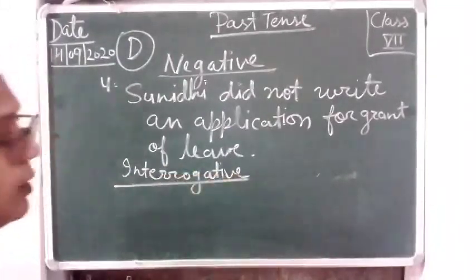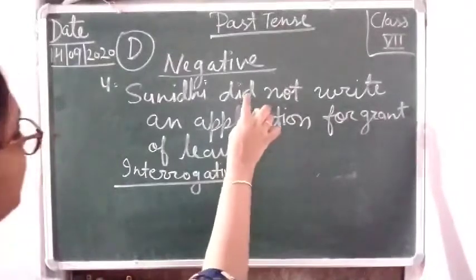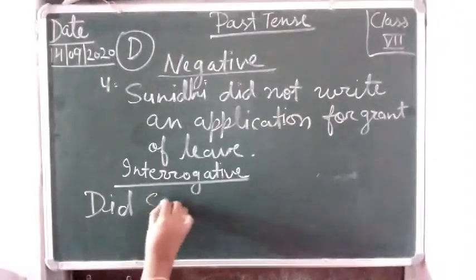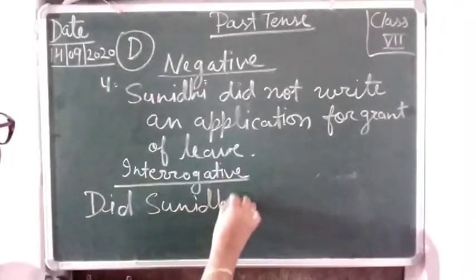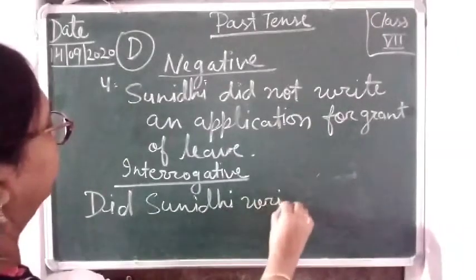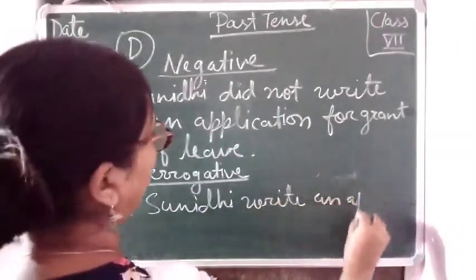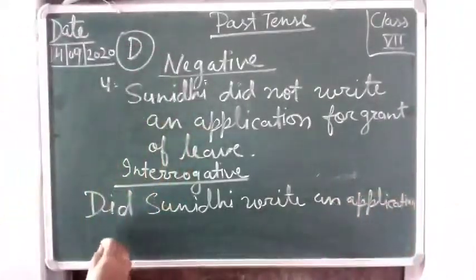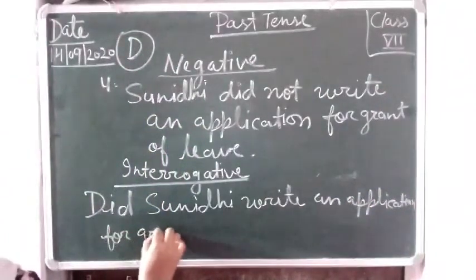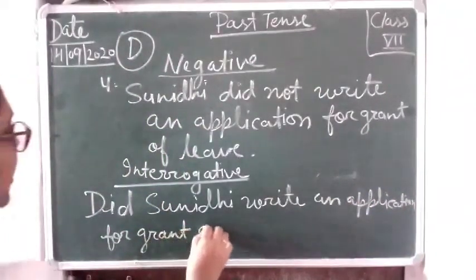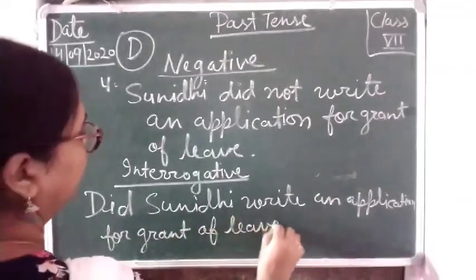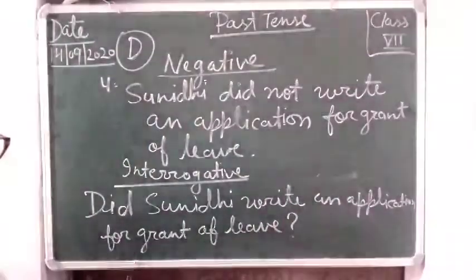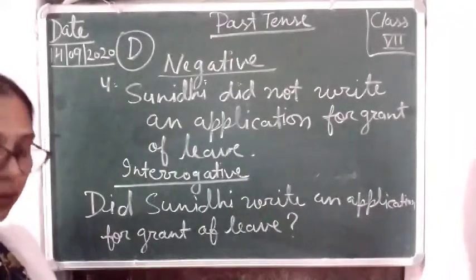In interrogative, first of all we just place this did at the first place. Did Sunidhi write an application for grant of leave? Question mark. Now complete this. After that we are moving to the next one.